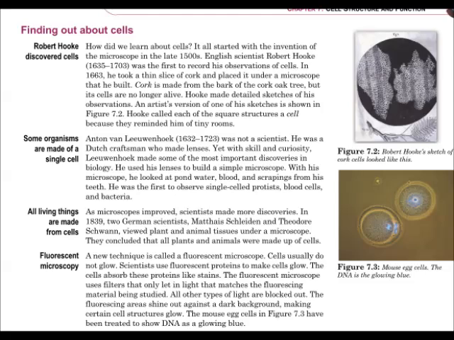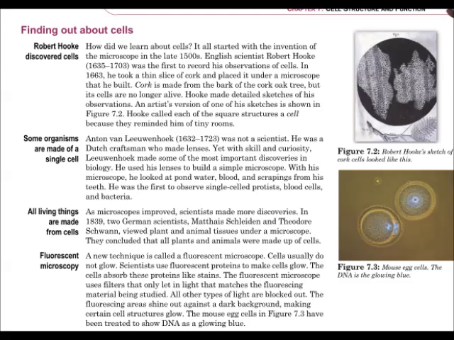As microscopes improved, scientists made other discoveries. In 1839, 2 German scientists, Matthias Schleiden and Theodor Schwann, viewed plant and animal tissue under a microscope. They concluded that all plants and animals were made up of cells.